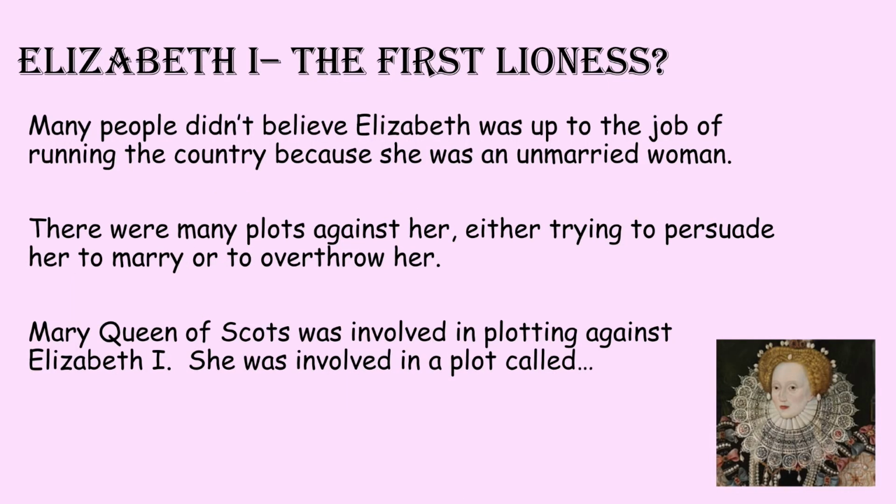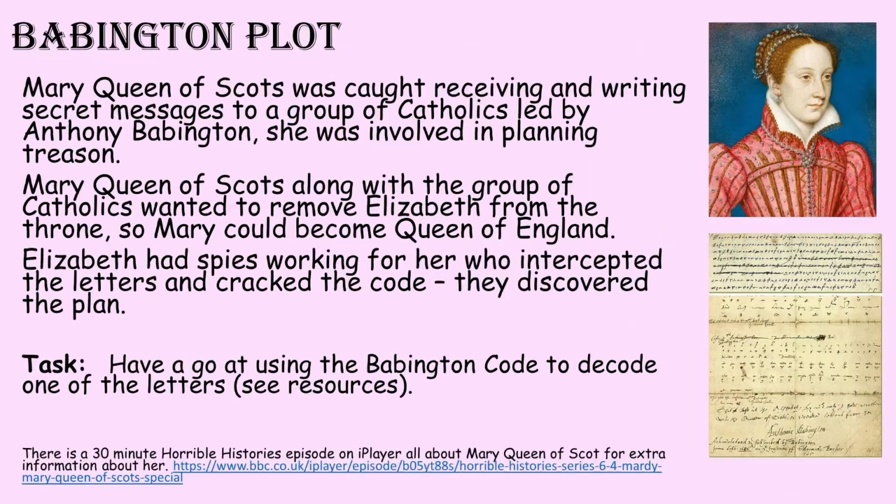Not everybody believed that Queen Elizabeth was up to the job of running the country. This was because she was an unmarried woman. There were said to be many plots against her, either trying to persuade her to marry or even to overthrow her. One of those said to be involved in plots was Mary, Queen of Scots. She was said to be in many plots against Elizabeth I. One of those plots was called the Babington plot.